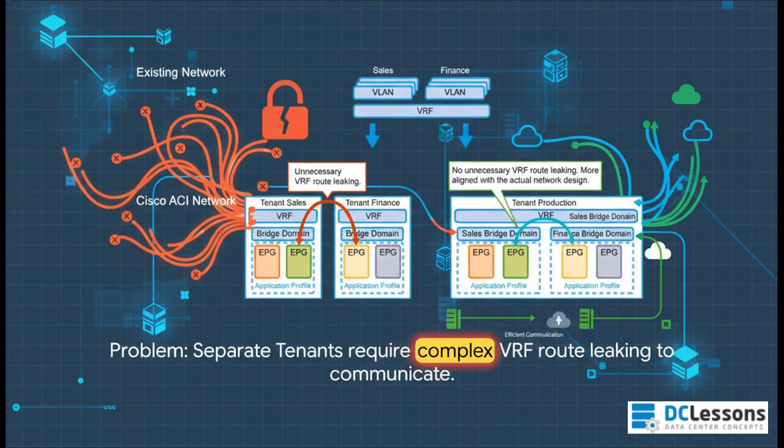Look at this design scenario. On the left, we've got a really common but pretty inefficient design. To keep sales and finance separate, the admin created two separate tenants. Now, because they're in different tenants with different VRFs, getting them to talk to some shared service requires some pretty complex and messy configurations we call VRF route leaking. It's often brittle, and it just doesn't scale well.